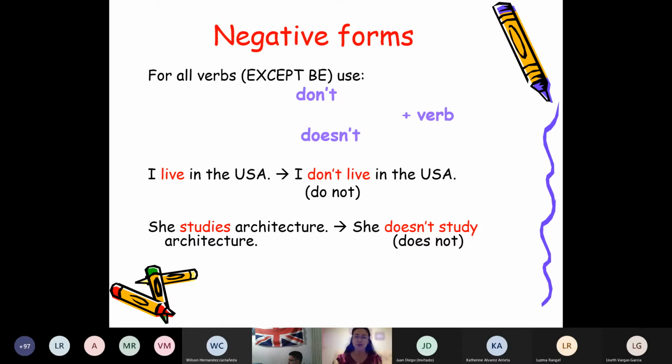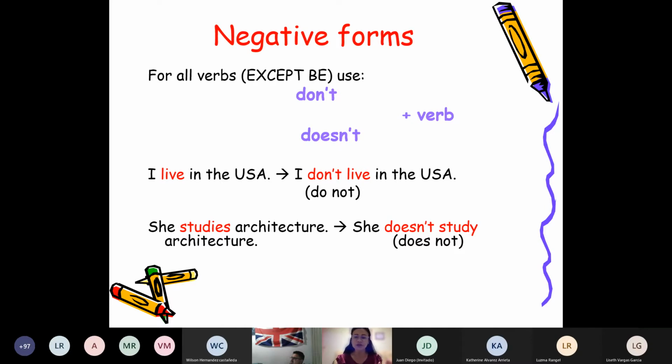Do is used for the personal pronouns I don't, you don't, we don't, and they don't. And doesn't is with the third person singular. She doesn't, he doesn't, it doesn't. Or as the example that I have here: she studies architecture. That is the affirmative sentence. And when you want to express something negative in the present simple tense, you say, she doesn't study architecture. Okay?